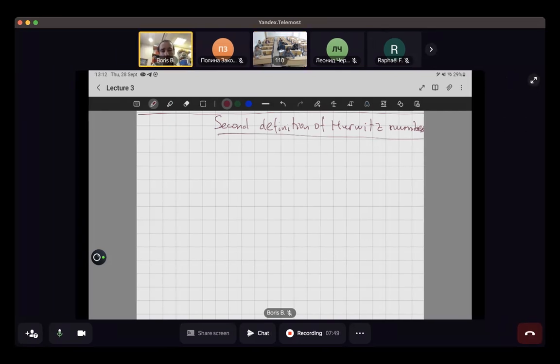Okay, to do it, I need some knowledge from topology. So, do you know what ramified coverings of some manifold are? Does anybody know something about it?